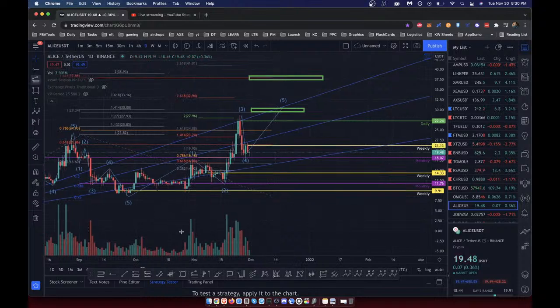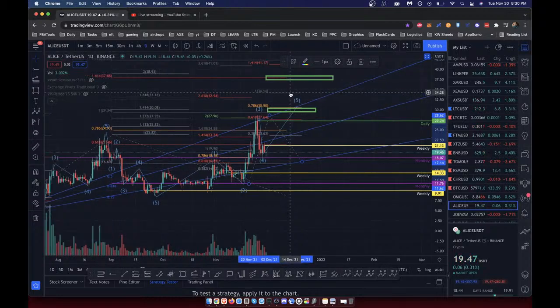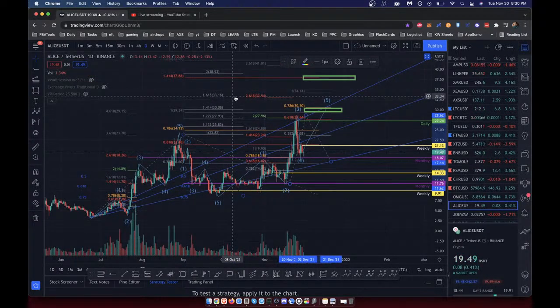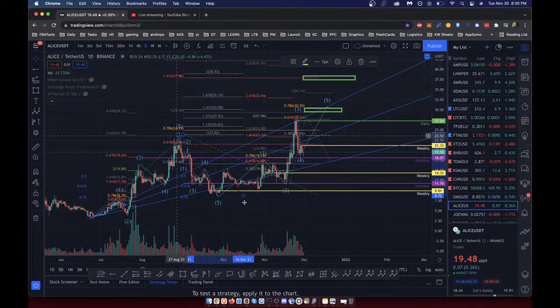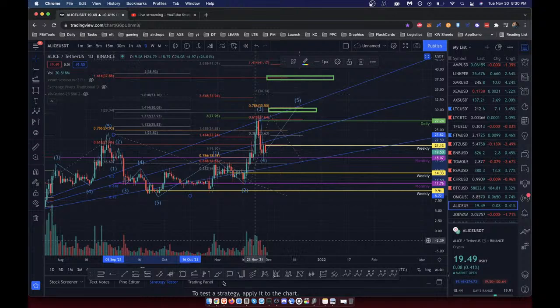So we could then pull a Fibonacci right here, and we could say that the 1-to-1 would be right here. And this coincides with the 1.618 for this, I believe, expansion pull, right? From the low to the high. So I wasn't going to mark this out, but I am now.